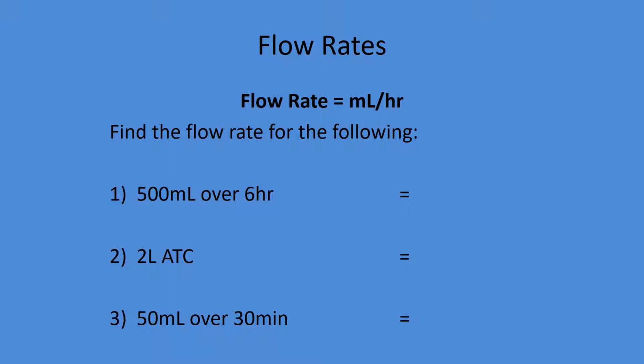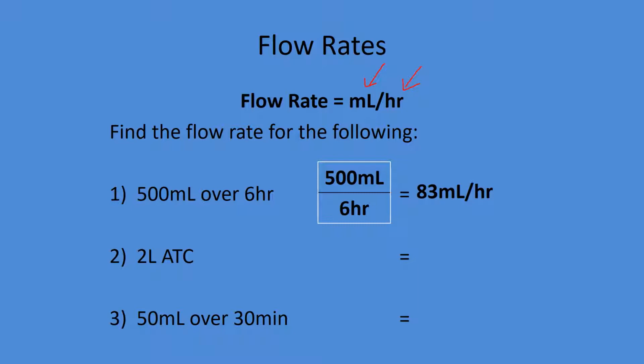All right, let's solve these. So remember, you need to be in the units of mLs and hours. If you're not in mLs and hours, just convert to that. So 500 mLs over 6 hours, or fraction. 500 over 6 crunches out to 83 mLs per hour.